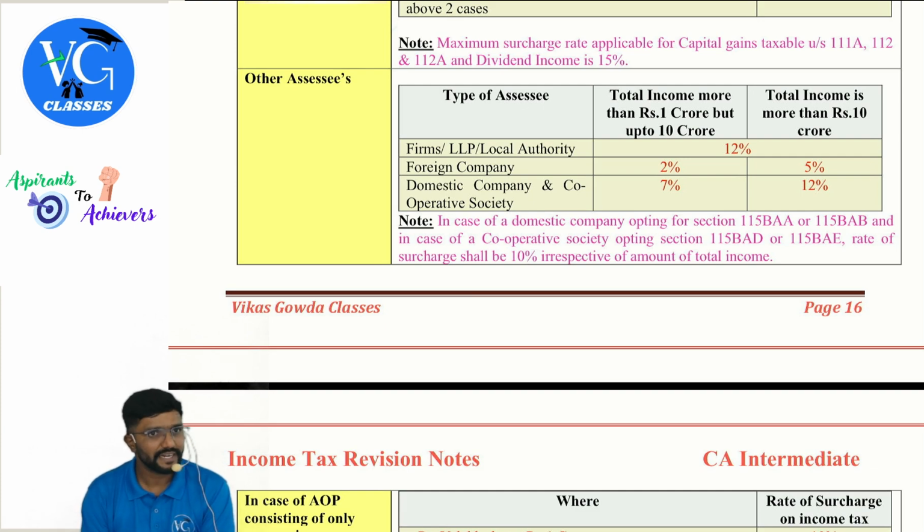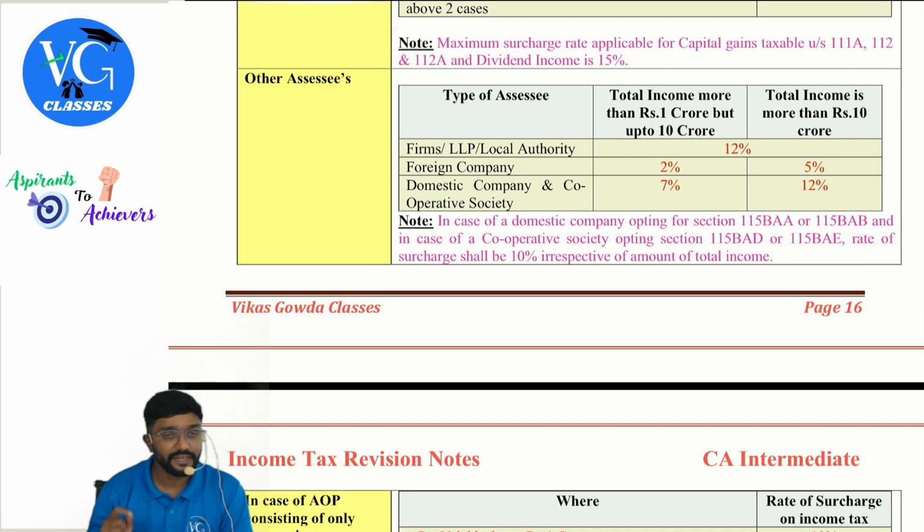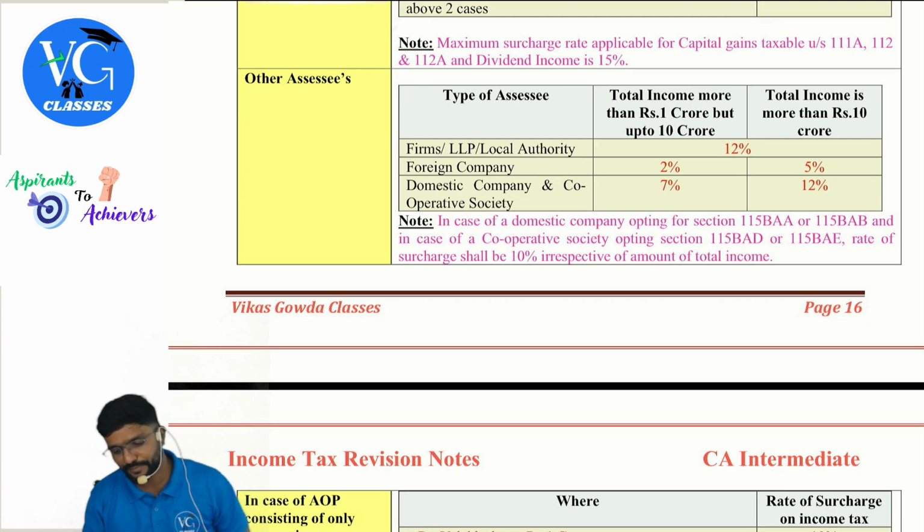Clear? And sir, what if the total income is less than 1 crore? No surcharge. Please be careful. Here they are talking about total income, not sales. So they may sometimes give that sales is more than 1 crore and all. No, no. We are talking about total income for income tax purposes.